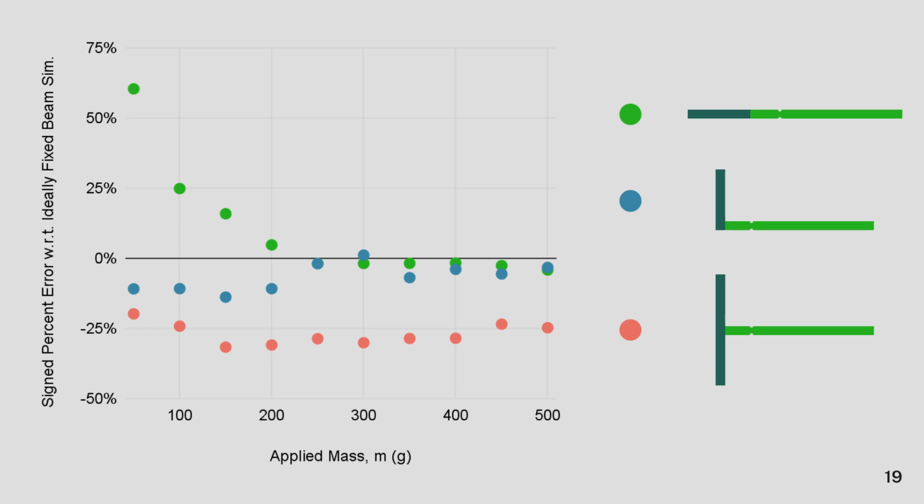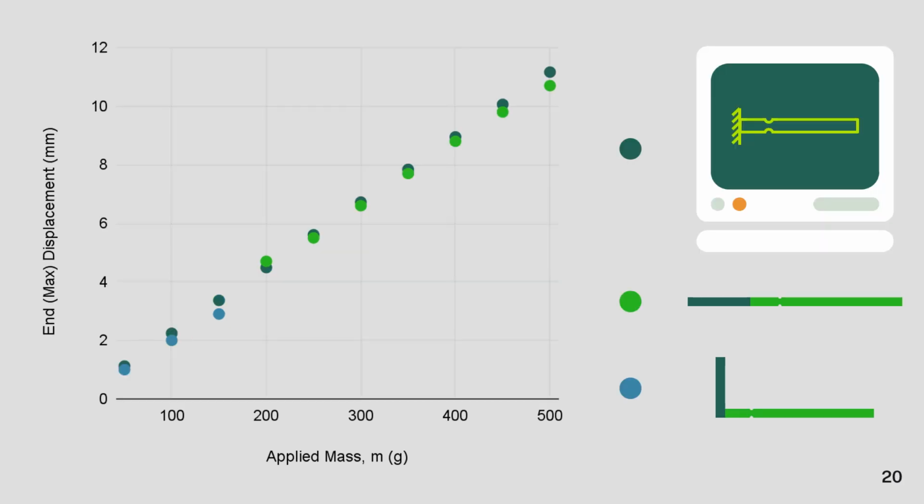This graph compares the signed percent errors for each physical trial. Overall, the L beam, blue, provides the lowest percentage error. However, a better option can be found by changing the physical part depending on the range of forces applied.